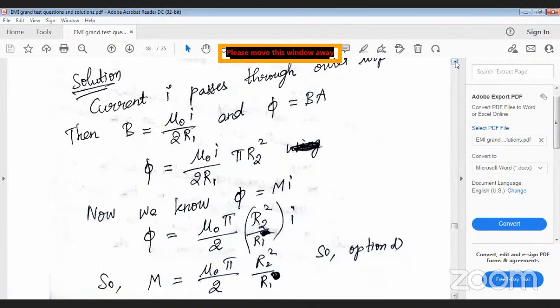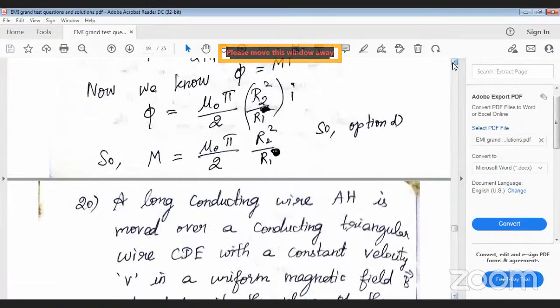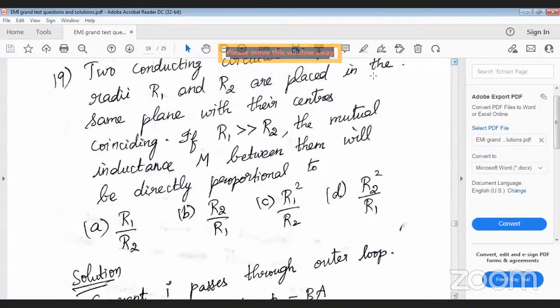I think you understand this problem very well, and we have discussed up to question number 19, and we shall stop with this. We will be discussing the solutions for the remaining problems in our next class.